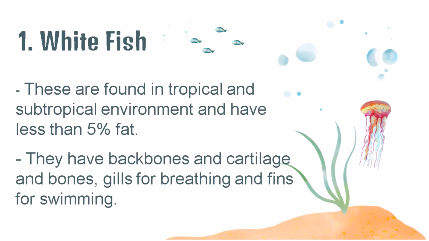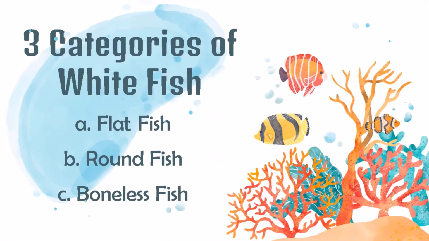Whitefish. These are found in tropical and subtropical environment and have less than 5% of fat. Fish have backbones, an internal skeleton of cartilage and bones, gills for breathing, and fins for swimming. Fish may be divided into 3 categories based on their skeleton type: flatfish, roundfish, and boneless fish.